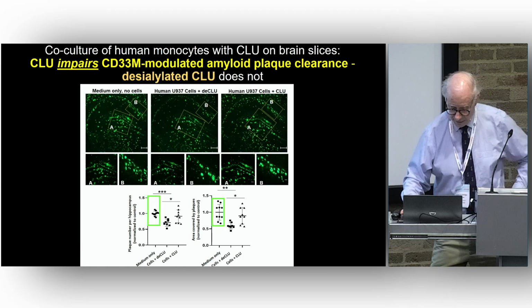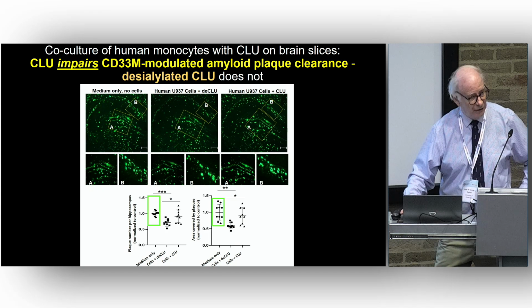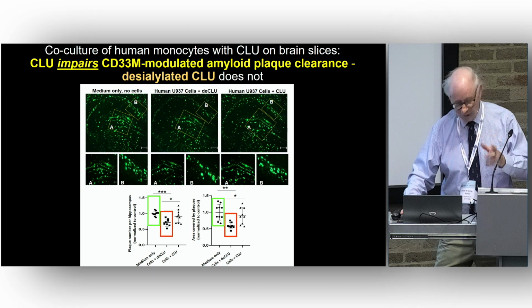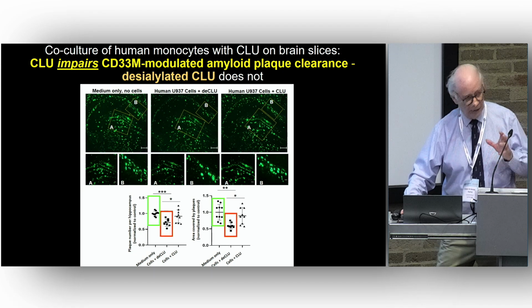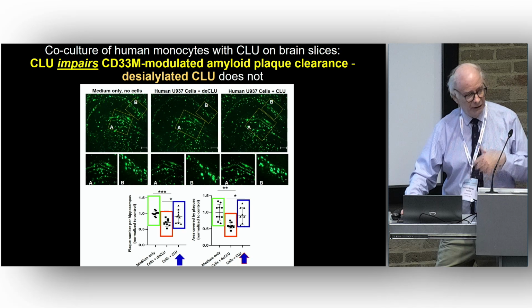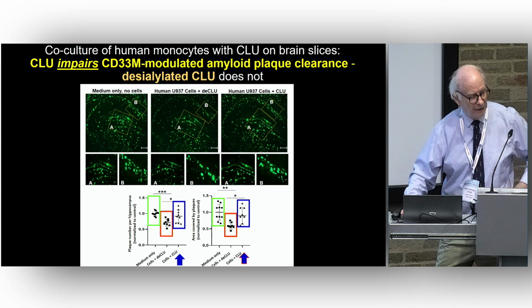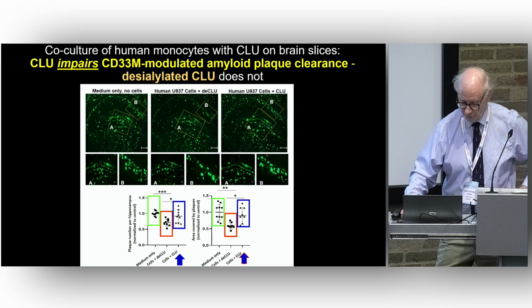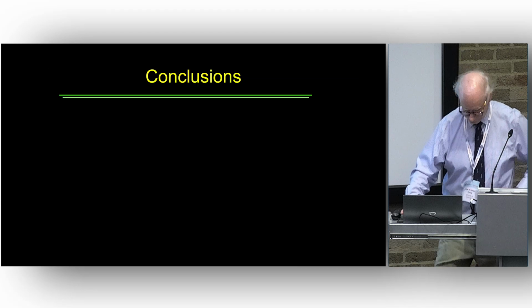If you then took the cells and incubated them with desialylated clusterin, which doesn't have any effect, so the green bars are nothing, the red boxes are now cells with desialylated clusterin, and you can see that the cells cleared the amyloid plaques quite substantially. If you then did the same thing with the same cells, but instead of desialylated clusterin used actual clusterin itself, you could see that that significantly attenuated the clearance of the amyloid plaques, putting it almost back to the level that you'd see in preparations with no cells at all.